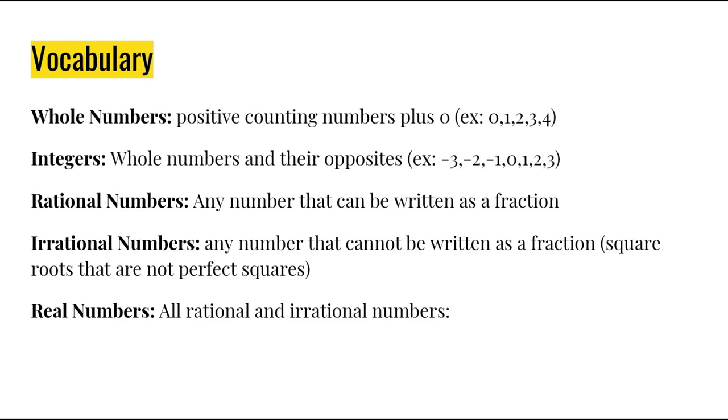The first one is our whole numbers. Our whole numbers are our positive counting numbers plus 0. For example, 0, 1, 2, 3, 4, and so on all the way up. Okay, they are our whole numbers.